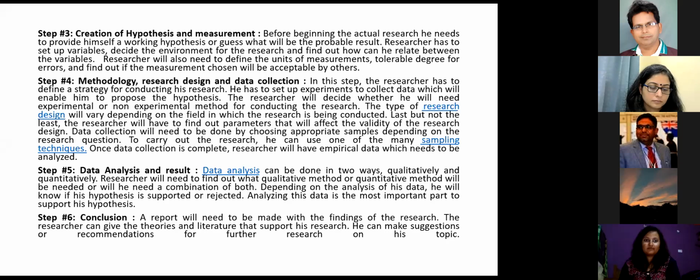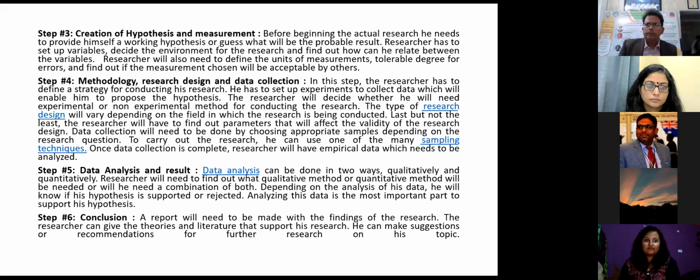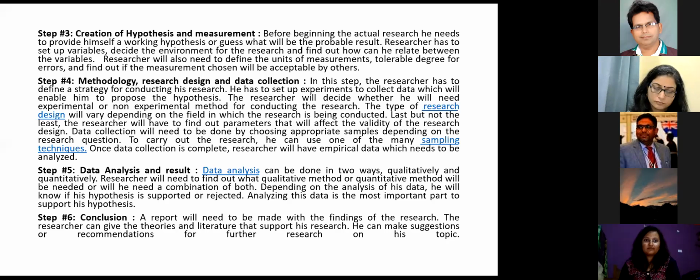Okay, and the 4th step is methodology, research design, and data collection. In this step, the researcher has to define a strategy for conducting his research. He or she has to set up an experiment to collect data, which will enable him to propose the hypothesis. The researcher will decide whether he will need an experimental or non-experimental method of conducting the research.